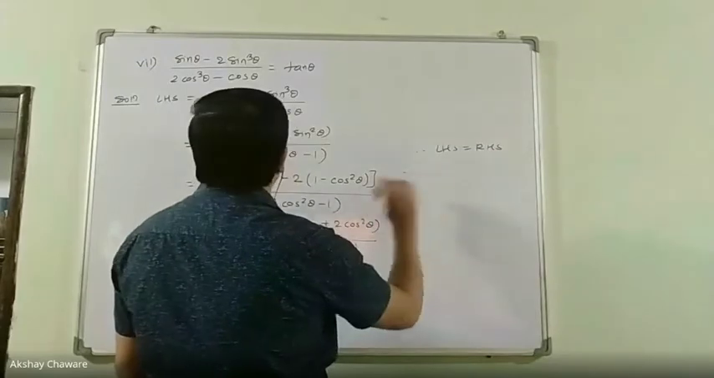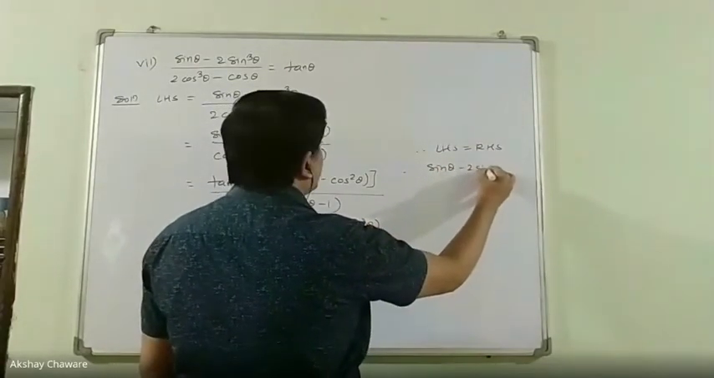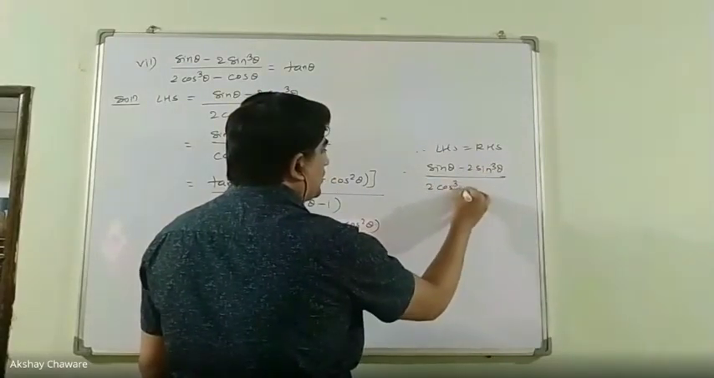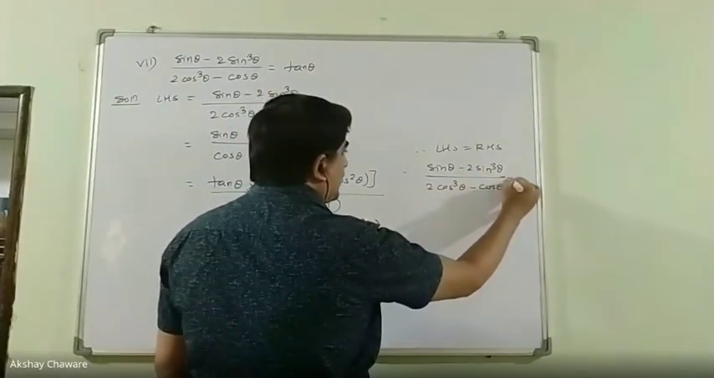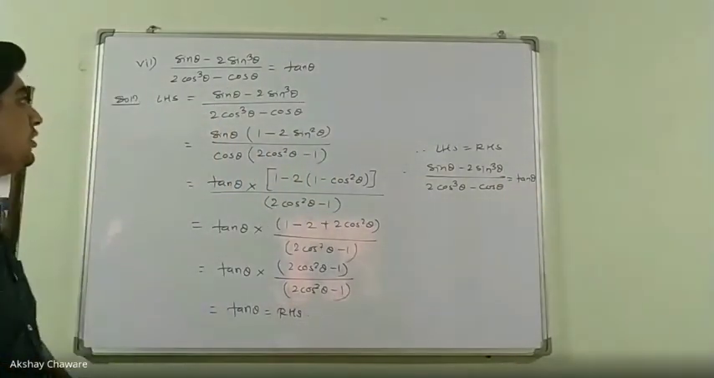And therefore you can say that (sine theta minus 2 sine cube theta) upon (2 cos cube theta minus cos theta) is equal to what? Tan theta. So it was a very easy question.